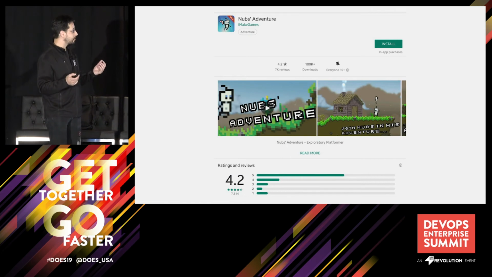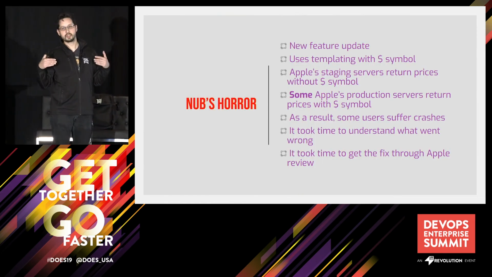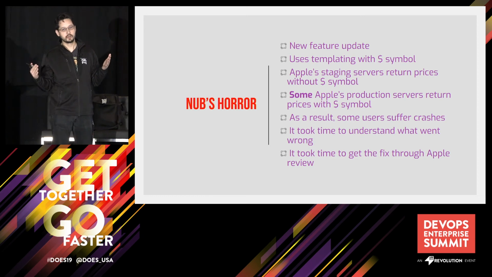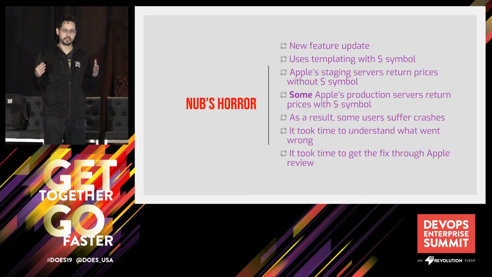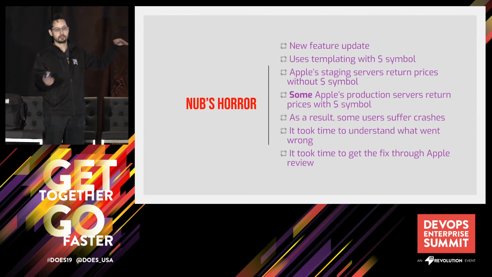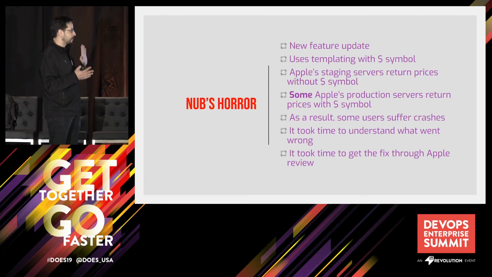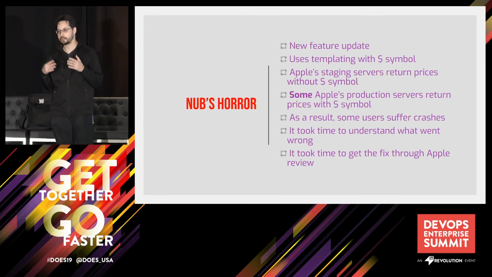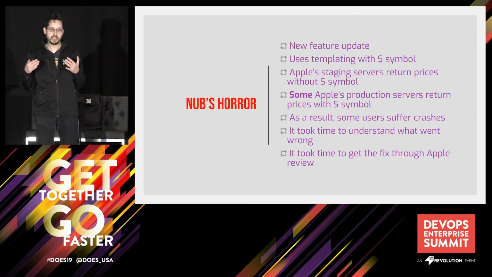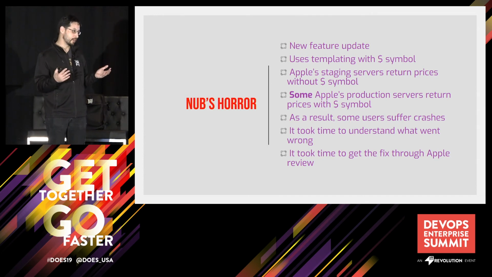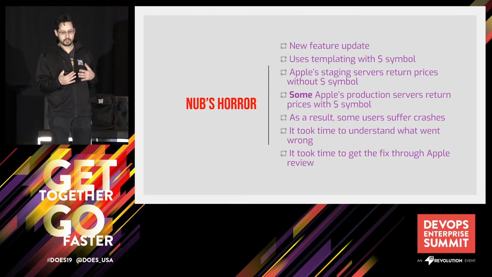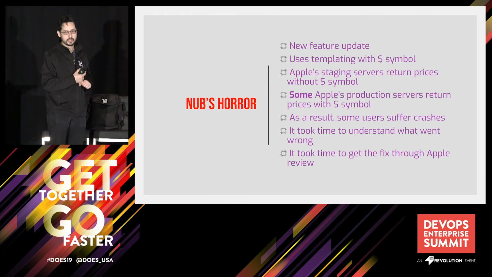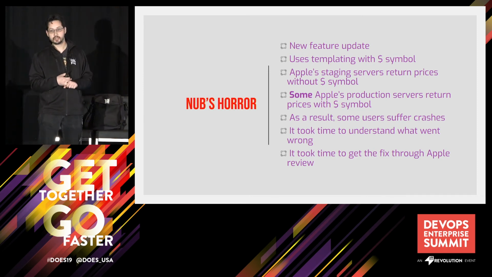And one of the challenges he ran into on the game was a new feature update which broke a certain percentage of users. Basically, the problem was with the feature update, some of the Apple servers would return prices without $ signs. Some would return prices with $ signs. $ signs was the templating character used in some of the scripts in the game. Therefore, even though it was tested and it shouldn't have broken, on a certain number of end users, it would break randomly. And so it took a while to even identify that this was an issue. It took time to fix the issue.